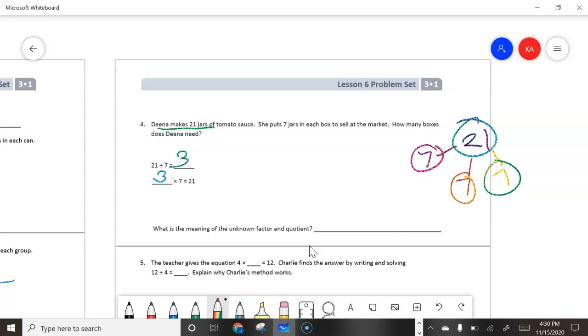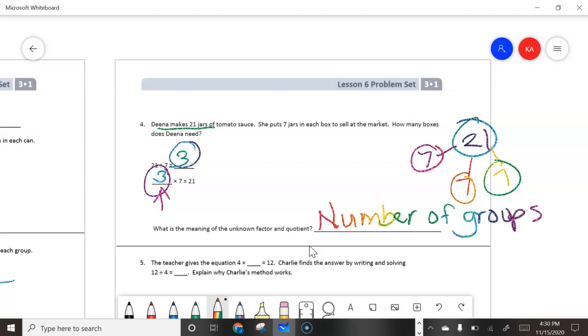What is the meaning of the unknown factor and quotient? Remember, this is the quotient and the unknown factor. I know, since it's the first factor that's missing, it's the number of groups. Okay, again, pause here to go check your answer.